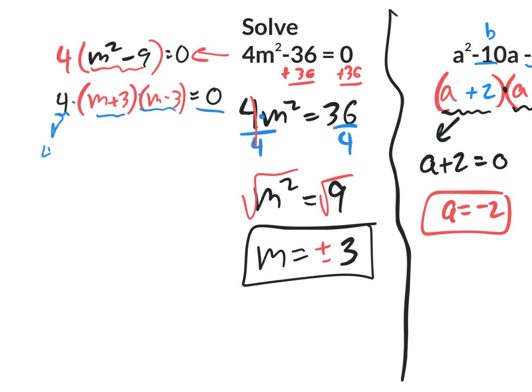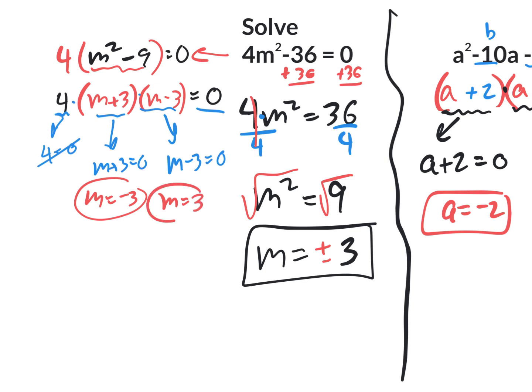The first something, 4, equals 0. But that doesn't make sense because 4 doesn't equal 0. The second something, m plus 3, that could equal 0. And the third something, m minus 3, that could also equal 0. Giving you the same answers, m equals negative 3, m equals positive 3, which is the same thing as m equals plus or minus 3.